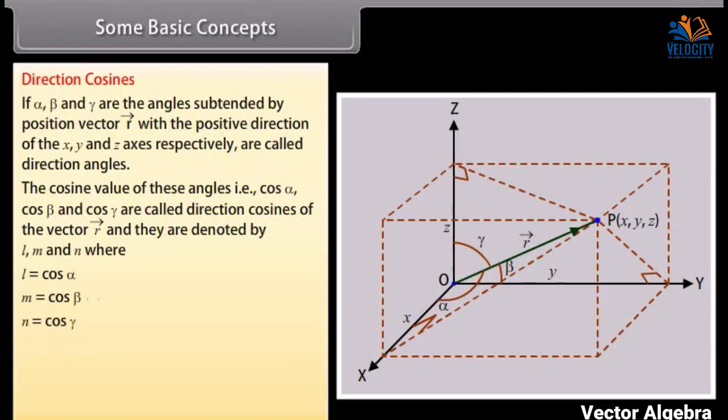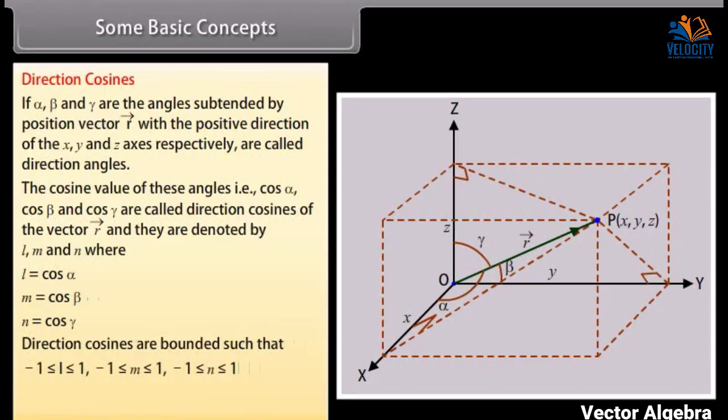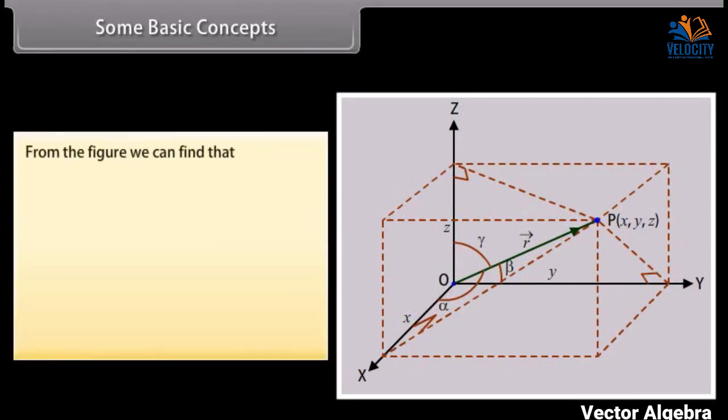N equals cos gamma. Direction cosines are bound such that -1 less than or equal to L less than or equal to 1, -1 less than or equal to M less than or equal to 1, -1 less than or equal to N less than or equal to 1, and they are connected by the formula L square plus M square plus N square equals 1. From the figure we can find that cos alpha equals x by mod of vector r, cos beta equals y by mod of vector r, cos gamma equals z by mod of vector r.